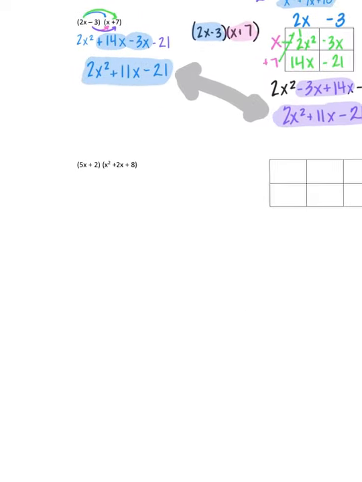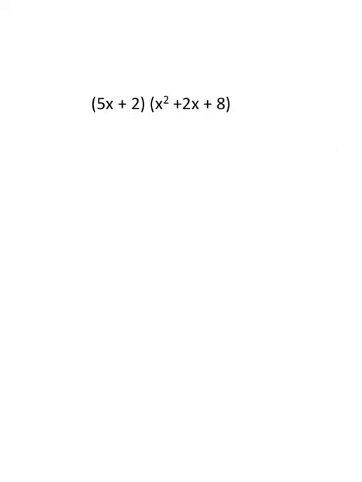Okay, so now let's FOIL this one. And this is where my first, inside, outside, last gets a little bit shady. So what I like to do is take this 5x, and I'm going to draw a line to every piece that it needs to be multiplied to, and go ahead and multiply. So I have 5x times x squared, which gives me 5x to the third. And then 5x times 2x gives me 10x squared. And 5x times 8 gives me 40x.